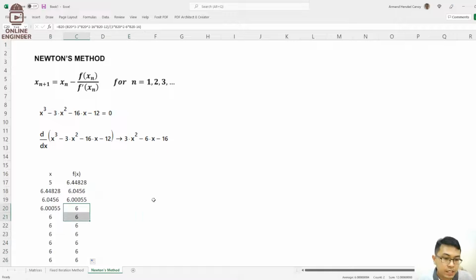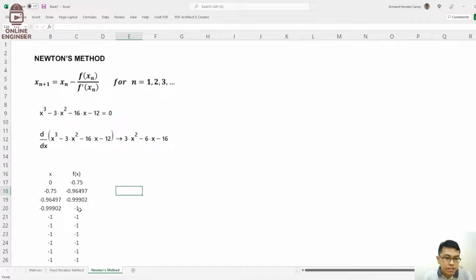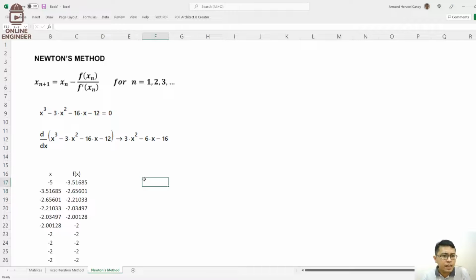Okay, so we have our first result, which is 6. If I set the initial value to 0, it will give us negative 1. If I set my initial value to negative 5, it will give us negative 2. So really very easy to apply Newton's method. All we need to do is express our expression in terms of the first derivative and use that to solve for the roots. So any expression can be solved using Newton's method. Really very easy to use.